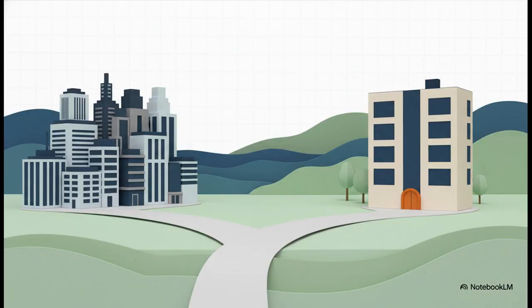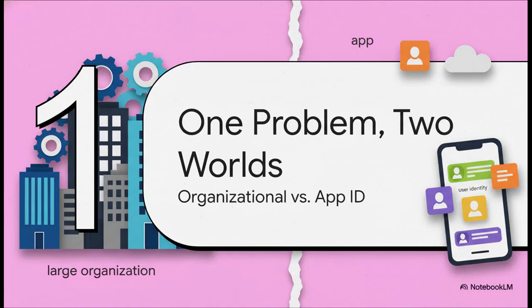Now, answering that question can take you down two really different paths, and the path you choose is going to fundamentally shape your app's architecture. So today, we're going to explore those two paths, using Okta and Firebase as our guides. Okay, let's dive right in.